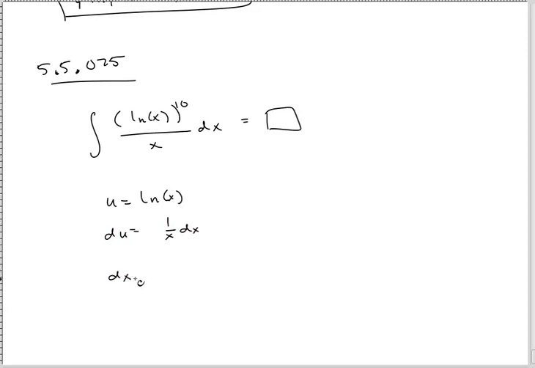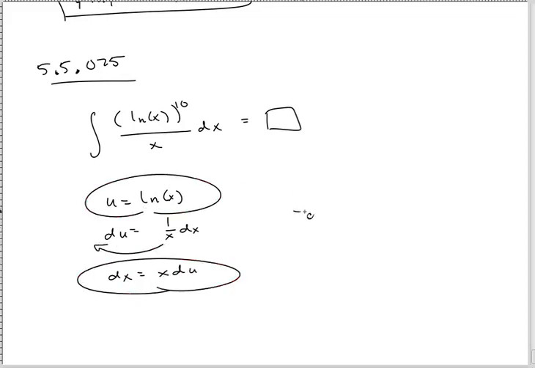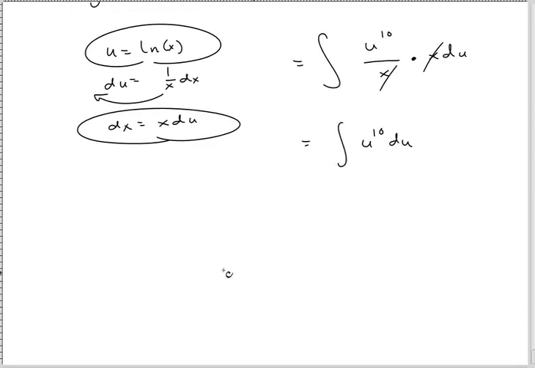And I want to solve for dx. So I'm going to multiply the x to the other side, so it's x times du. And I can plug it in directly. So then I've got my u to the 10th divided by x, and then times x du. The purpose of that is so that your x's cancel properly, so that you're not messing something up. Add 1 to the power. Divide by that new power. Replace that u with exactly what you had.